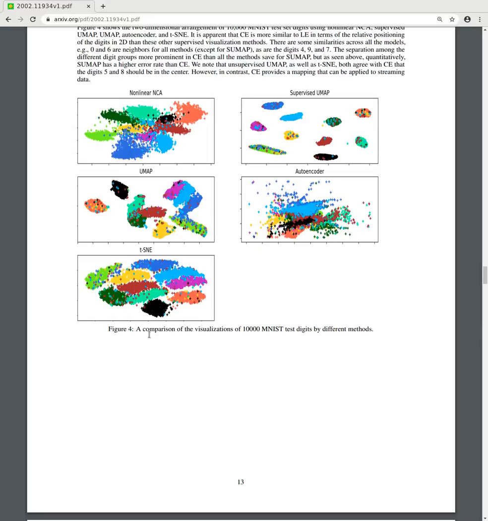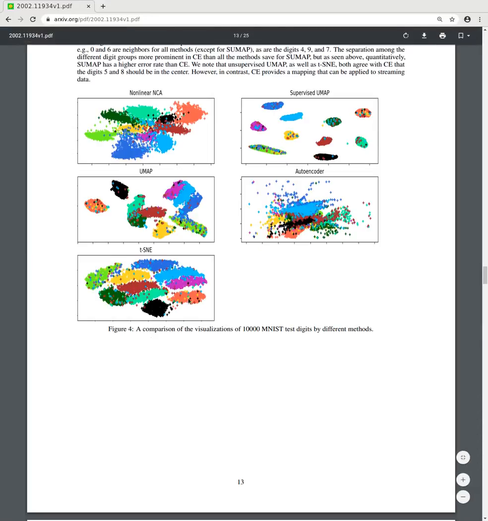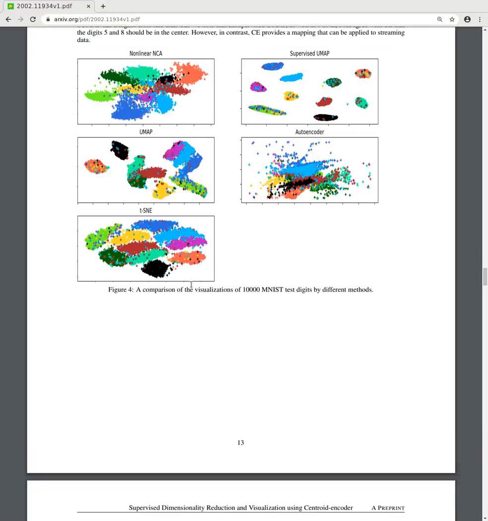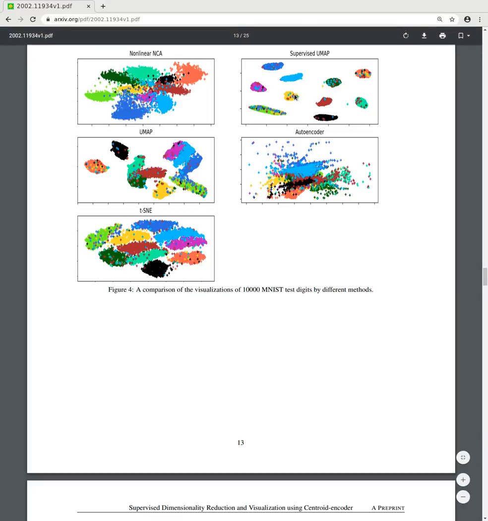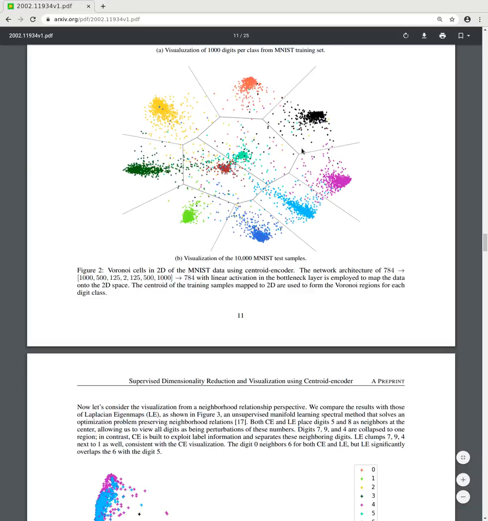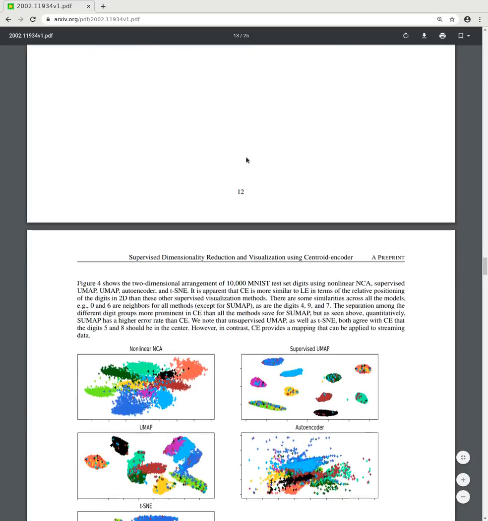t-SNE, I think, is very similar to UMAP. Basically, very strong clumps, but you still have something in the middle. But the issue is also that the clumps are too close together. I think UMAP is better than t-SNE, but then the Centroid-encoder seems to be even better than UMAP.